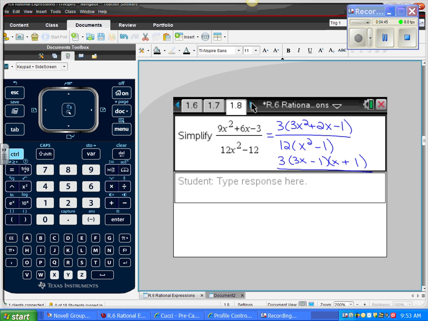And in the denominator, we're going to factor that as well. X plus 1, x minus 1, difference of two perfect squares. Then we know that this simplifies to 1. And 3 over 12 simplifies to 1/4. So what are we left with? We're left with 3x minus 1 over 4 times x minus 1. And that is simplified.